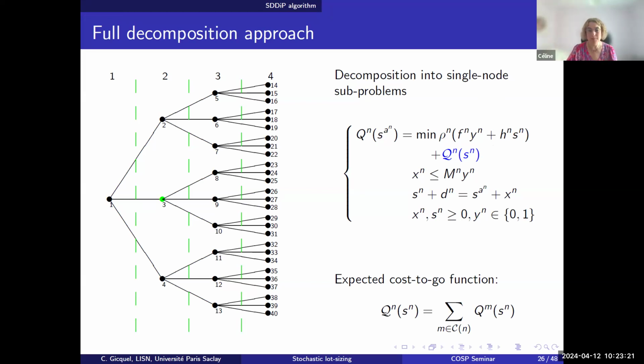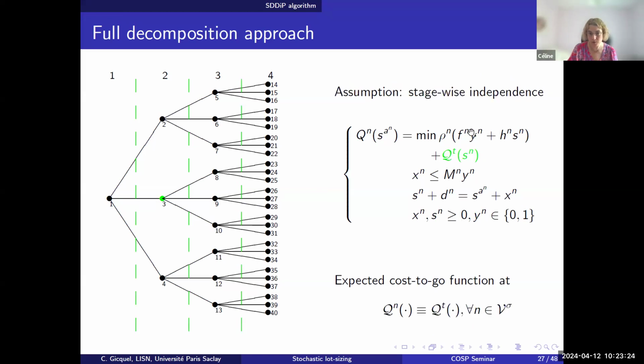Okay, these are the single node subproblems. For the SDDiP, we introduce one meta assumption, which is the stage-wise independence, which basically needs that there are no time correlations in the stochastic process. And this allows us to make one meta simplification: instead of having one of these expected cost to go functions for each node, we have one of these for each stage t, Qt. So we drastically reduce the number of expected cost to go functions that we will have to handle in the algorithm. And what the SDDiP does is it builds a piecewise linear under approximation of this Qt function iteratively.